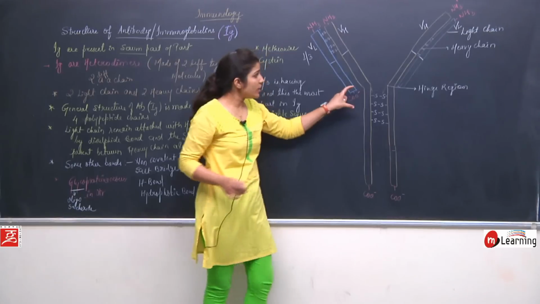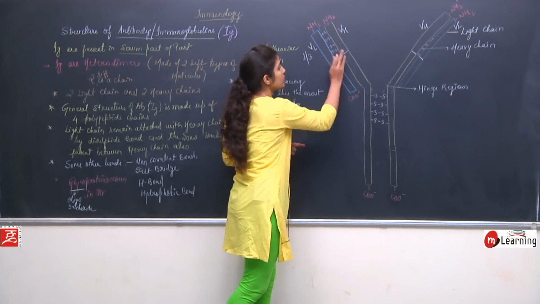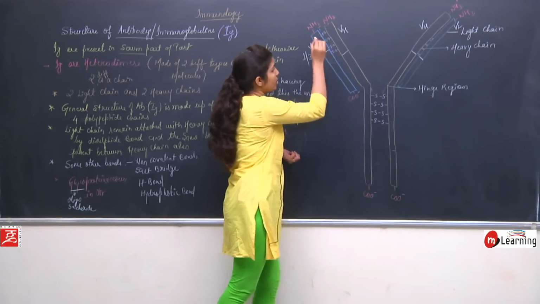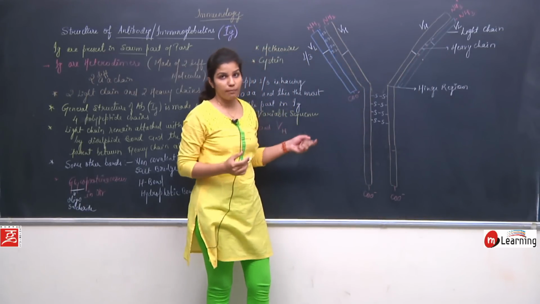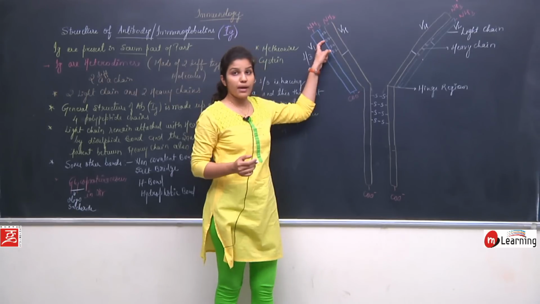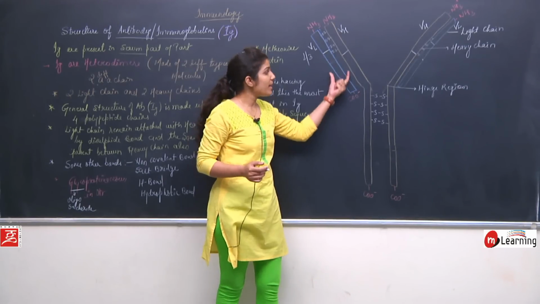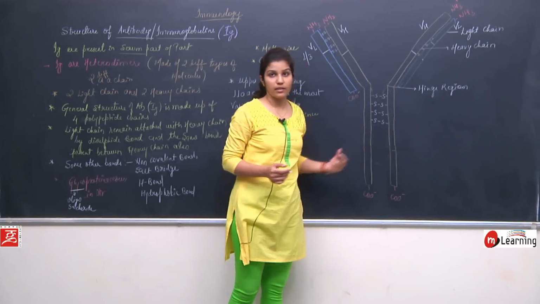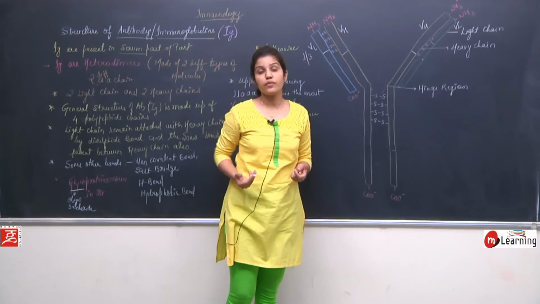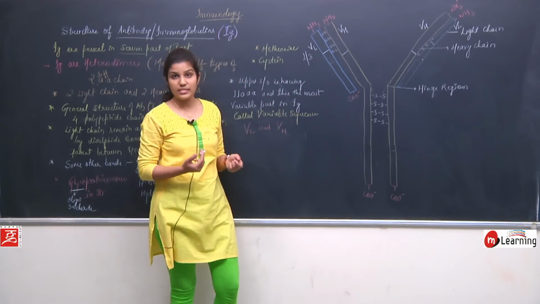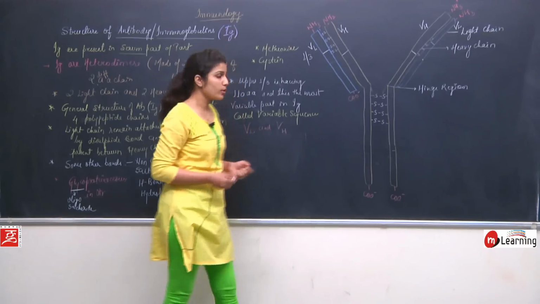Now, the lower portion, that is remaining 2/3 part, here also in both the chains 1/3 part is variable part, and the remaining 2/3 part, they are having the same sequence, okay, they are having no any kind of difference in the sequence of the amino acids. That's why this part is known as constant region of immunoglobulins, okay.